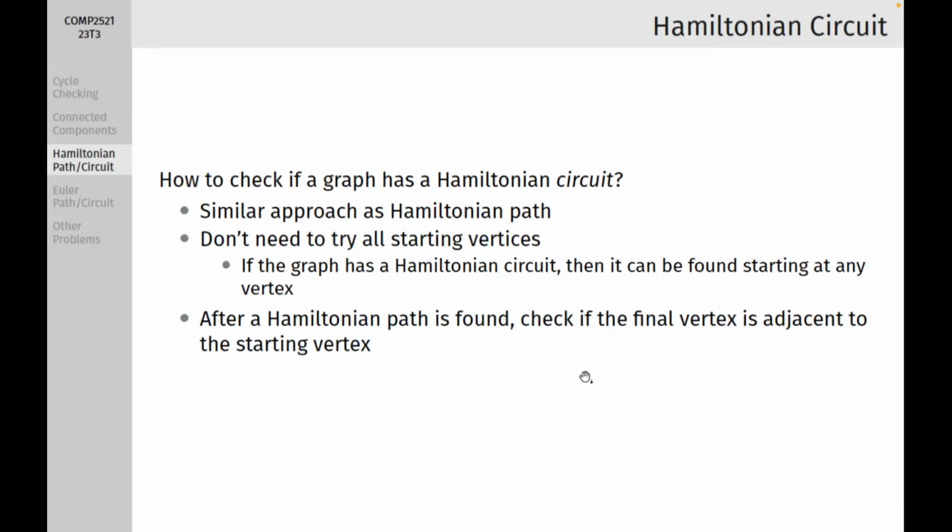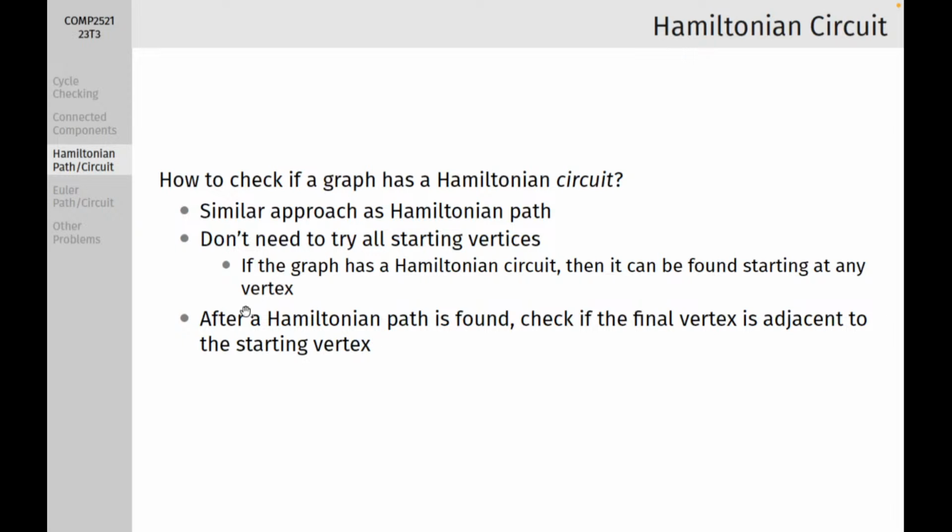All right, and oh yeah, how do we check if a graph has a Hamiltonian circuit? We can use a similar approach as a Hamiltonian path. We can use a DFS to check all possible paths, but we don't actually need to try all the starting vertices. We only need to try one, because if there is a Hamiltonian circuit, then we should be able to start at any vertex and find the circuit. So we just need to start at any vertex.